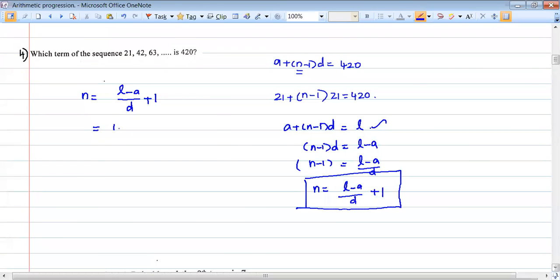Now, what is the last term? 420. First term, 21. Common difference, 21, plus 1. So here you will get 399 by 21 plus 1. So the answer is 19 plus 1, which is equal to 20. Many students have already sent the answer. Very good. See, you should not expect me to complete the question before you do. Before I start to explain it, you should complete it and then tell me the answer. Shall we go for the fifth question?